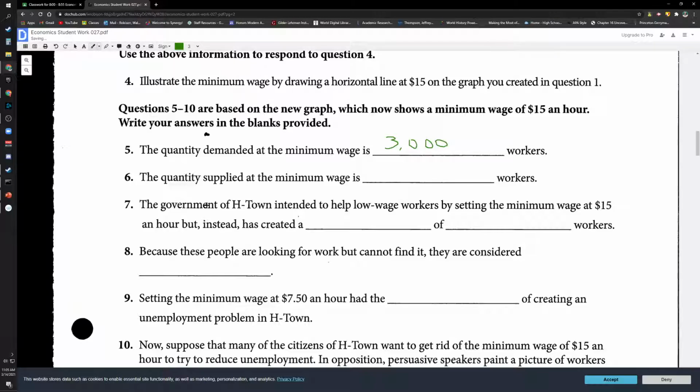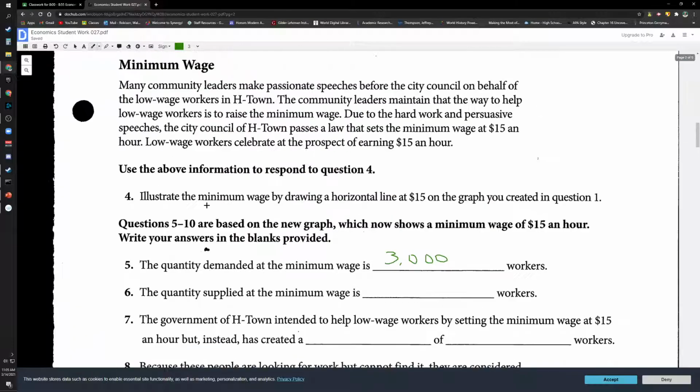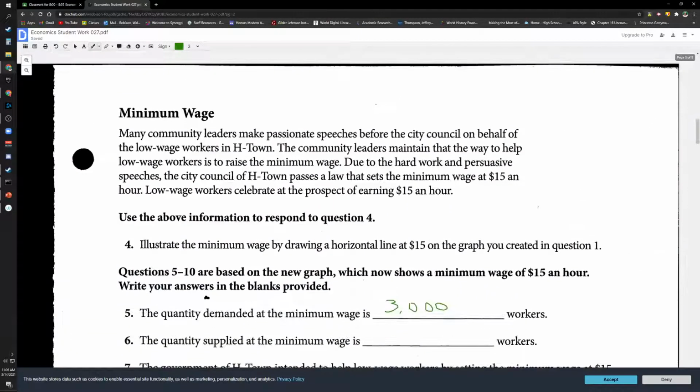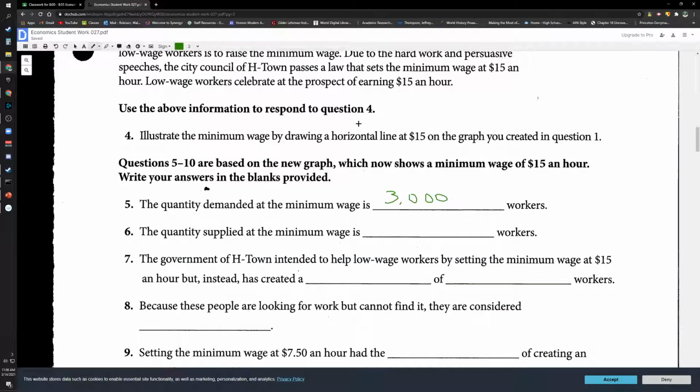What's the quantity supplied at the minimum wage? Well, if we come back up here, that's my supply. That's where the floor intersects. We come down, it's 13,000. Okay. I'm going to try out my new pen, see if it works any better. So 13,000. Oh yeah, much better. Well, I would say it's much, much better, but you guys know my handwriting. It's not very good anyways.